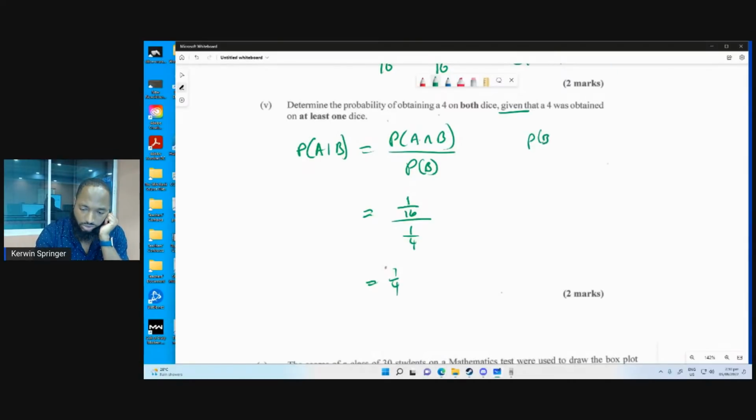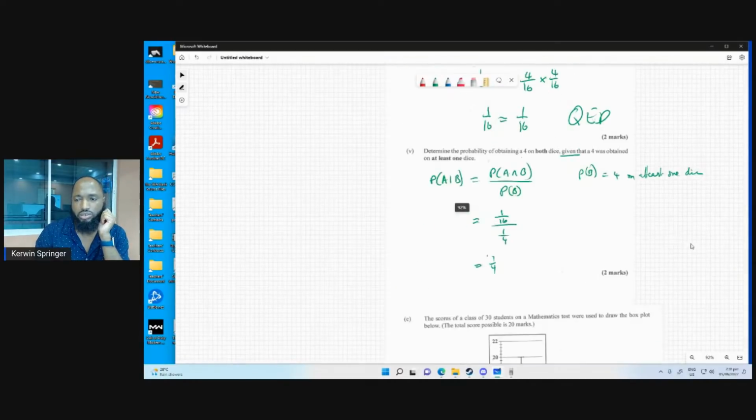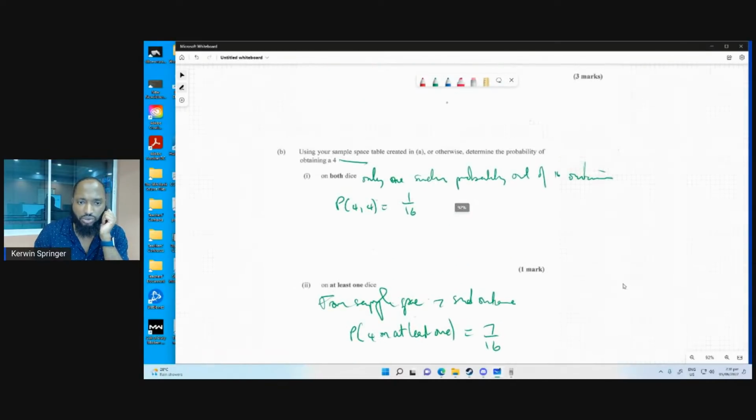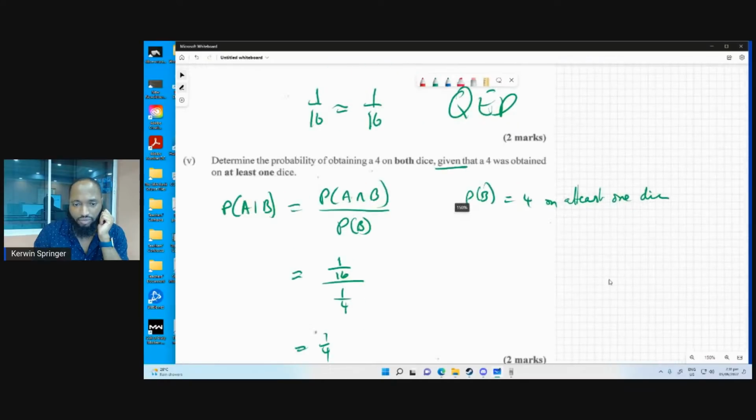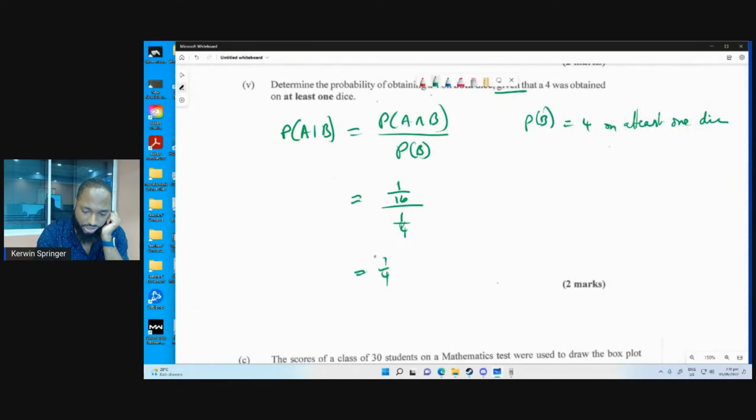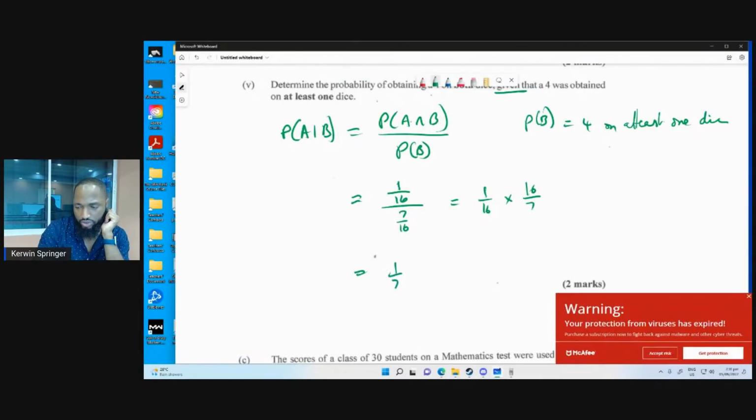Probability of 4 on at least one dice. We did that already. That's 7/16. Oh geez, this was 7/16, guys. Nobody pointed that out to me. So this is equal to 1/16 multiplied by 16 over 7. So 1/7.